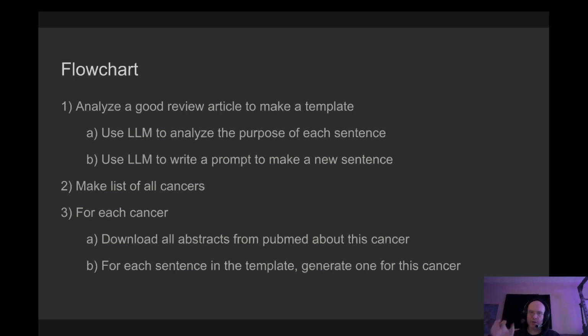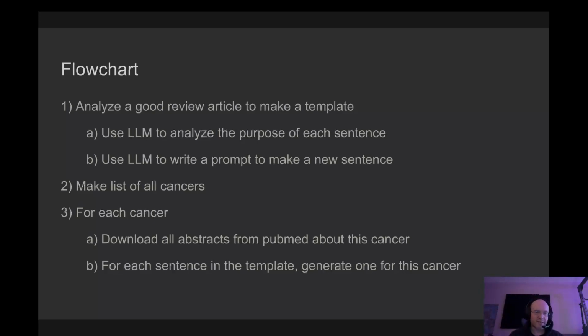Our flow chart is that we're going to take one review article. I showed you that before, that tebentafusp article. We're going to use the LLM to first analyze why the authors used that sentence in their paper. And then we want to ask the LLM to help us write a prompt to make a new sentence for a new kind of cancer.